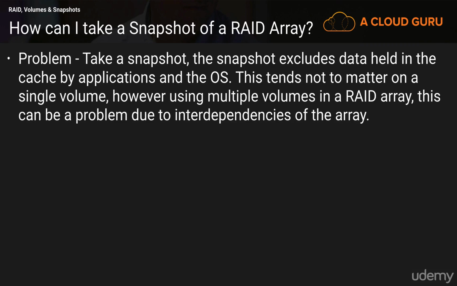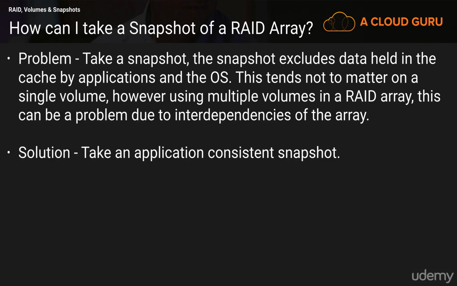Okay, so we've learnt how to create a RAID array using multiple EBS volumes, and we've learnt that the reason for doing this is so that we can increase our disk I/O past a single EBS volume. The next thing you need to understand is how you can take a snapshot of a RAID array. There's a bit of a problem here: when you take a snapshot, the snapshot excludes the data that's being held in the cache by the application and by the operating system. Now, this doesn't tend to matter on a single volume. However, when you're using multiple volumes in a RAID array, this can be a problem due to the interdependencies of the EBS volumes in that array.